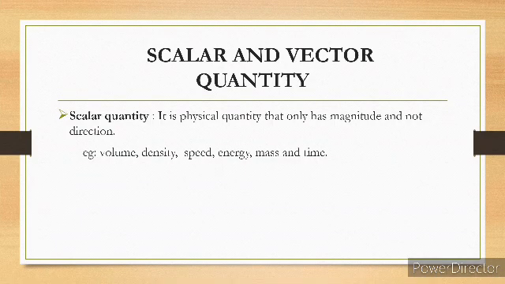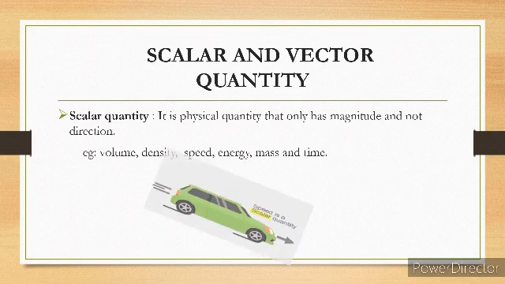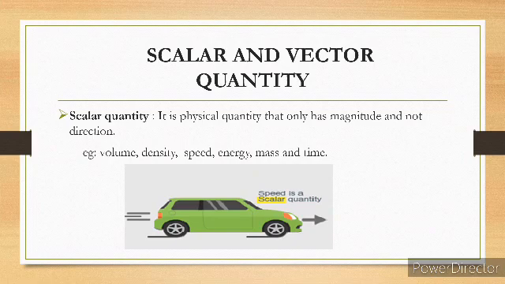Scalar quantity means it is a physical quantity that only has magnitude and no direction. Here are the examples: volume, density, speed, energy, mass and time. All these examples that I have taken have only magnitude and no direction. For better understanding, I have given a diagram of a car showing speed. Speed here is a scalar quantity which has only magnitude and no direction. Does speed show any direction? No, it has only magnitude. So that's a better example for scalar quantity.